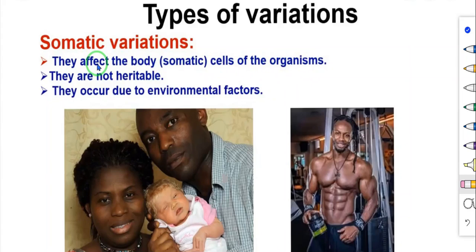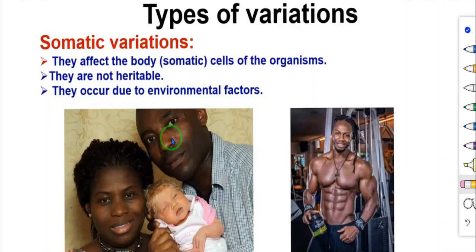So these variations affect only the body cells, or somatic cells. They are not inheritable. These characters cannot be transmitted from one generation to the next generation. They occur due to environmental factors. Based on the environmental factors only, these variations occur in the person's body.